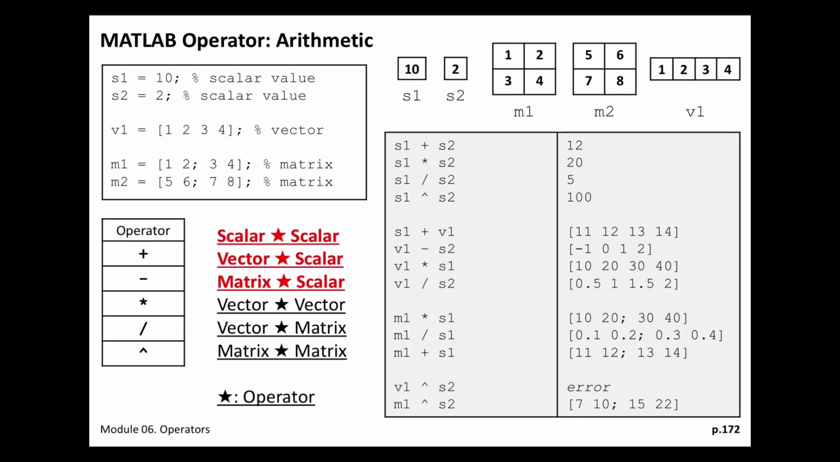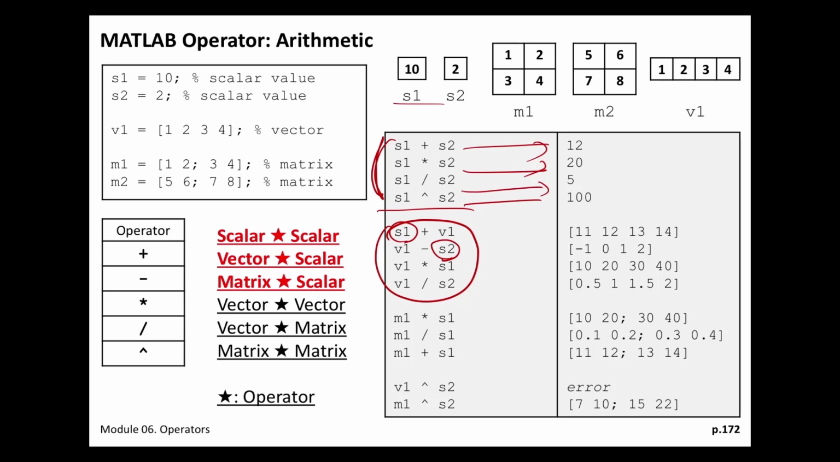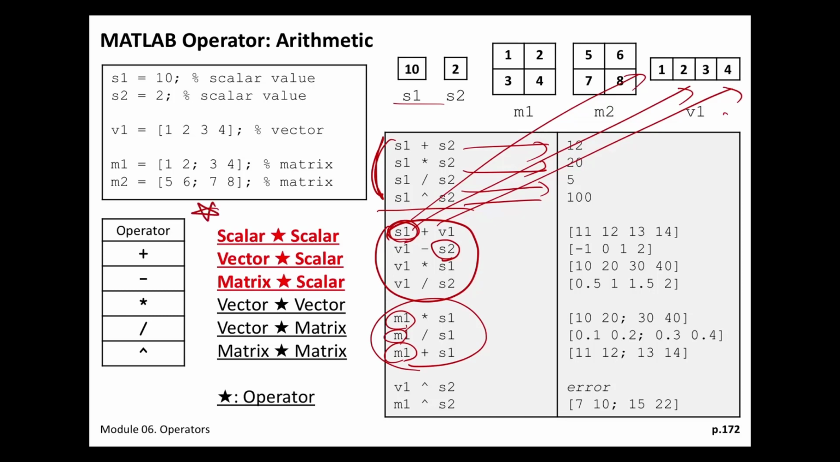Okay, let's start with reviewing the previous module. Scalar and scalar operations are obvious, right? This one is 12, 20, because this is exactly the same as the mathematical equation. What about this one? When the scalar is involved, that is an element-wise operation with the scalar, right? S1 is added to each element in V1. What is this? This one is the same when the matrix is involved. So in this drawing, this one is indicating we are putting an operator here, and this one is the combination of scalar and scalar, vector and scalar, matrix and scalar.